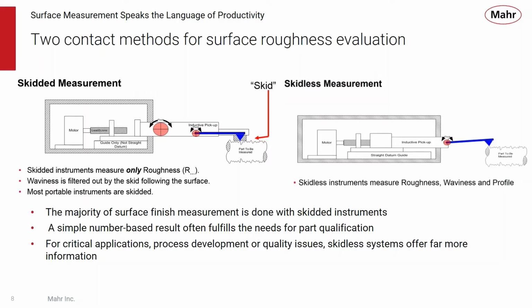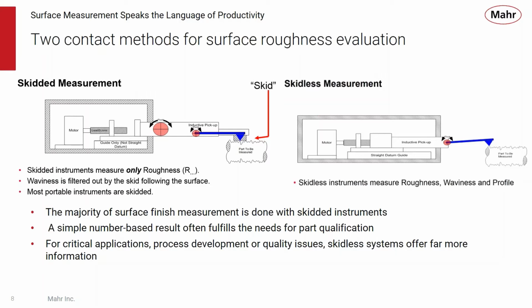Now, a skidless measurement has a very precise, straight reference datum as part of the drive system. And the stylus and probe is just moved over the part. And now we're comparing the surface roughness to that precise datum. So now we can measure roughness, waviness, and profile from that tool. So you can get a lot more information from this type of skidless measurement system.